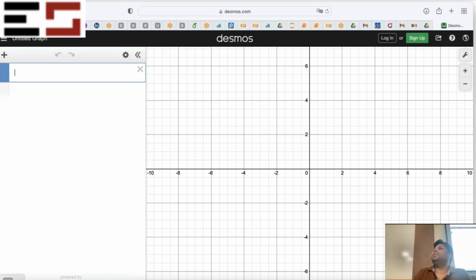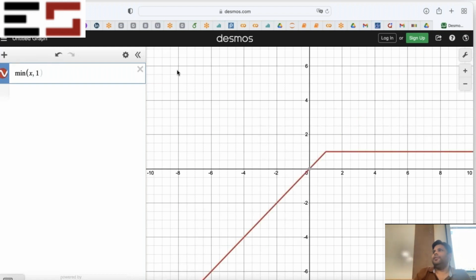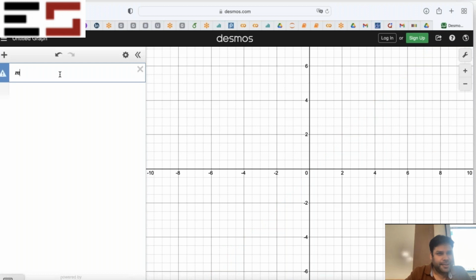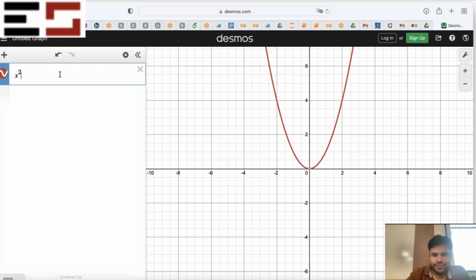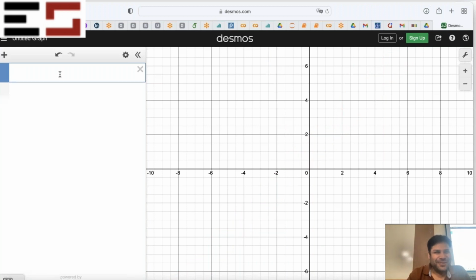Okay, so what I'll do is I'll give you some functions. Now that you know the definition, I'll give you the graph in Desmos, and you will have to tell me whether it is concave or not. Is this concave? Yes, it is. Very good. What about this one? Is this concave? Yes. Very good.